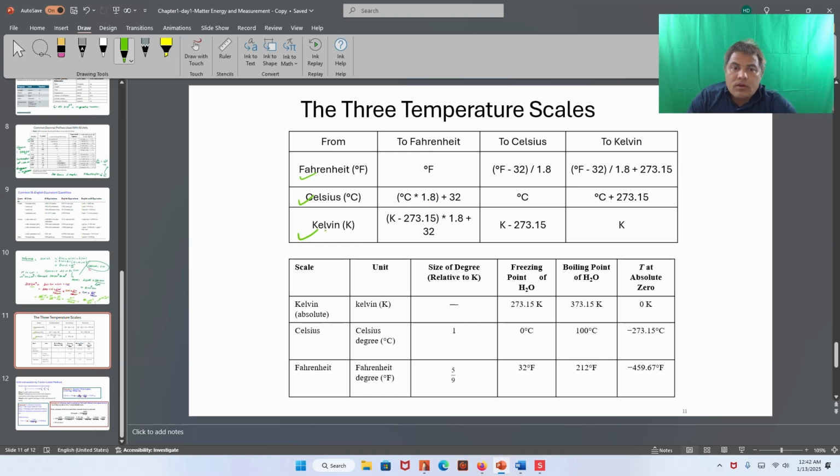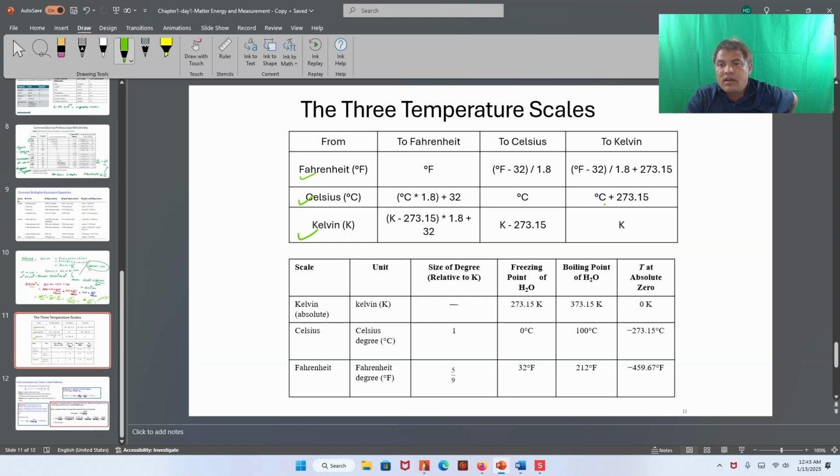Again look at that, degree centigrade to Kelvin. Where they cross here, 1 degree centigrade is equal to this much Kelvin. Kelvin to degree centigrade is that. So degree centigrade to Kelvin. Now again, degree centigrade to Kelvin, you have to ace that.